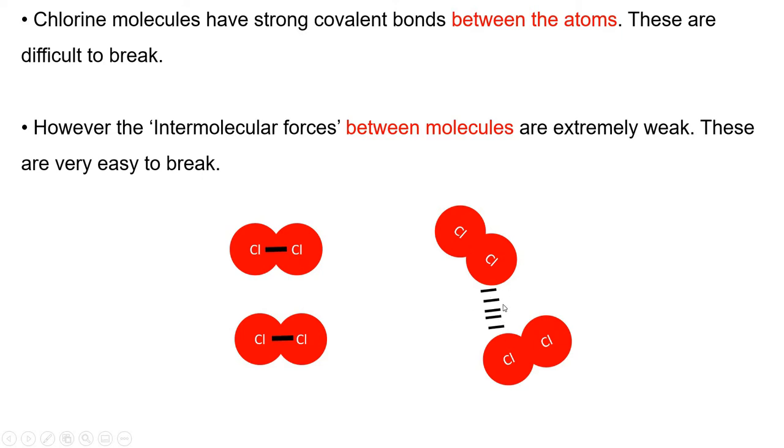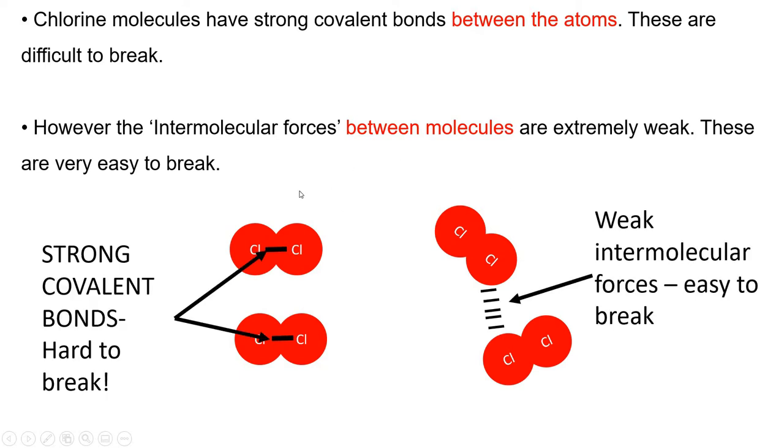It's these intermolecular forces. Now, importantly, these strong covalent bonds do not break when we melt or boil chlorine. It's only these weak intermolecular forces. Strong covalent bonds are difficult to break. They do not break when we melt or boil. These weak intermolecular forces are very easy to break. These do break when we melt or boil.